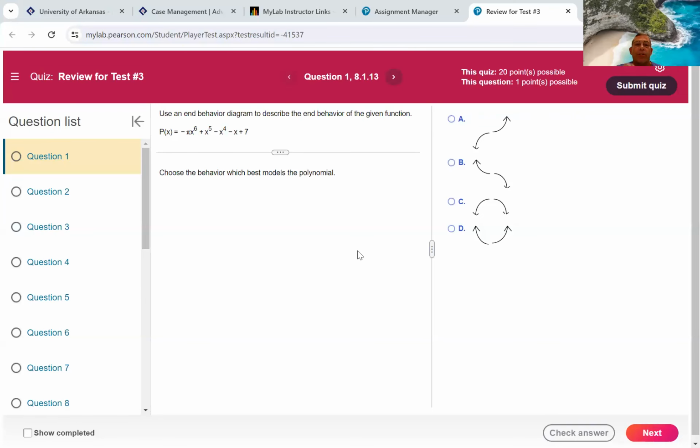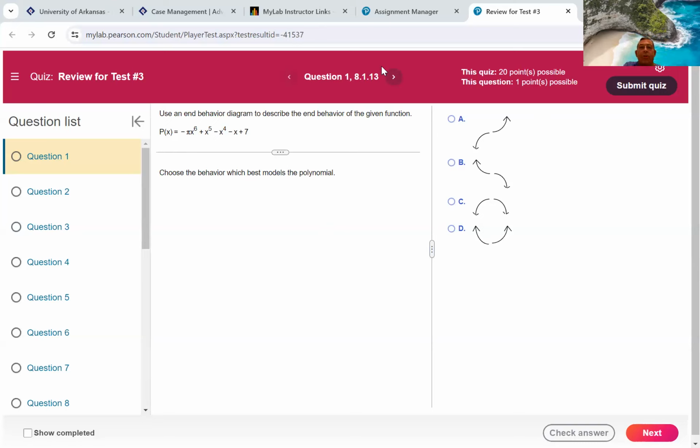All right, y'all. So this wants us to use the end behavior diagram to describe the end behavior of the function. So we look at the degree and the sign of the lead coefficient. The degree is my highest exponent, which is 6. So I got an even degree of 6. And then I got a negative sign, so that means my lead coefficient is negative.